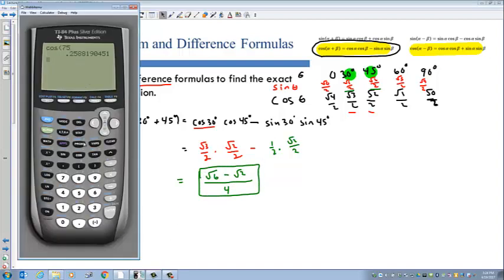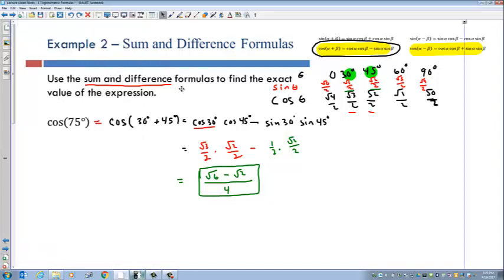We already computed it. And so what we can do is then take the square root of 6, and then take away the square root of 2, and then divide all that, in parentheses, by 4. And you see you get exactly the same answer, so that's the exact value for this expression, cosine of 75 degrees. So that's one way you can use these formulas.